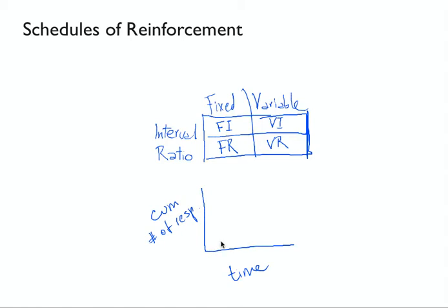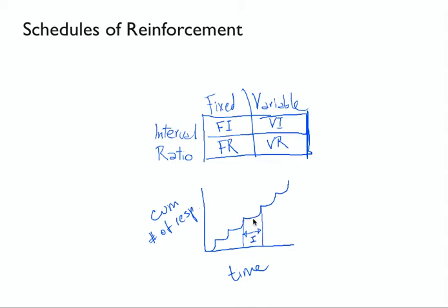And so when we're talking about a fixed interval schedule, I'm going to go fixed interval, fixed interval, fixed ratio, variable ratio. What you typically see with a fixed interval schedule is this kind of scalloped pattern, right? Where this is your interval. Think of it, it kind of makes sense.